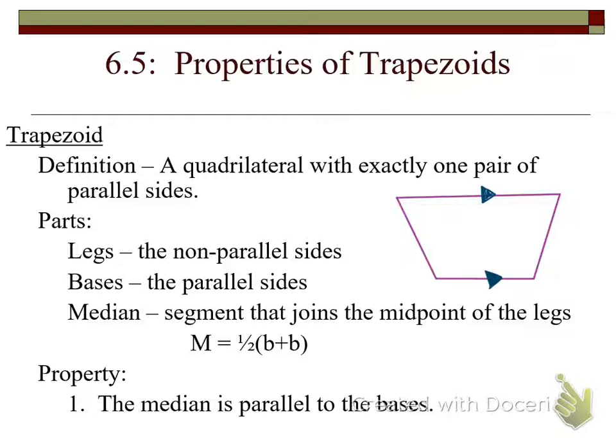Let me try to write sideways. This is a leg. Over here is a leg. The bases are the parallel ones. So we have a base on top and a base on bottom. Now keep in mind that it's not necessarily always going to be the top and the bottom that are the bases. It's just going to be the ones that are parallel. So if we were to take this whole thing and turn it 90 degrees so it sits on its side, then the bases are on the left and the right instead of the top and the bottom.